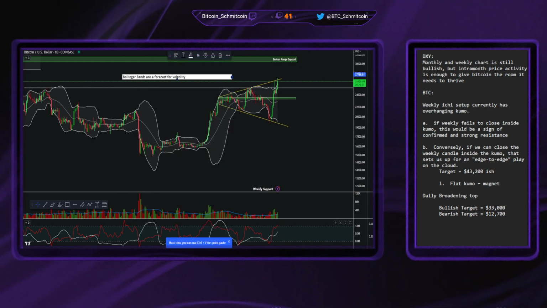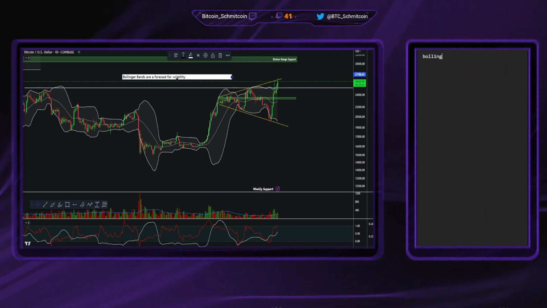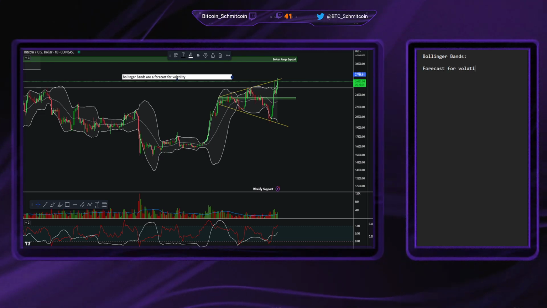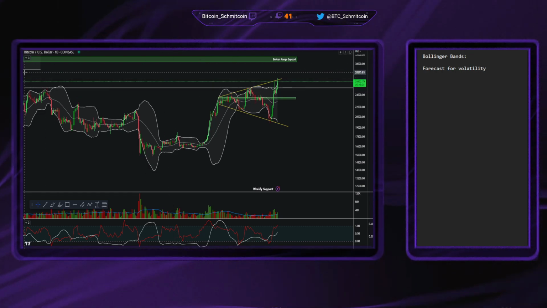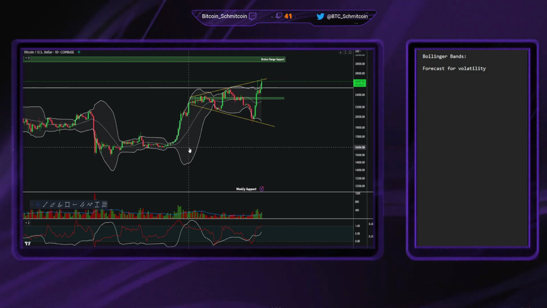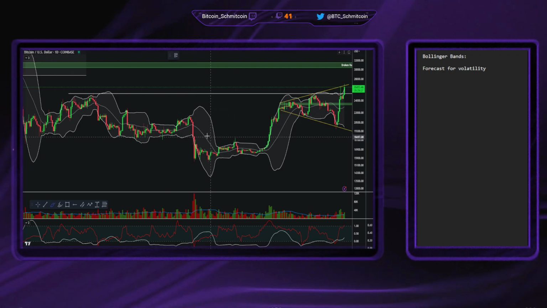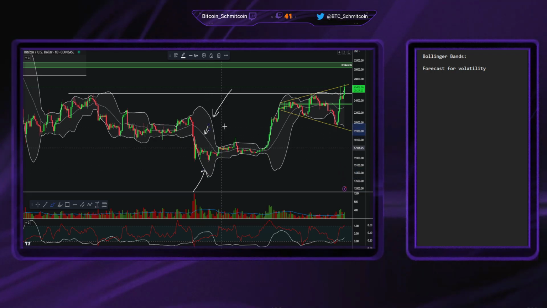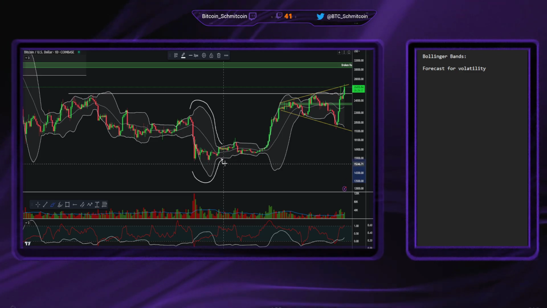Actually, you know what we should do? Make a new note. Bollinger Bands. Forecast for volatility. That's a little bit of a word salad, but essentially what it means is the more compressed the bands are, so meaning you can see there's an upper band, a lower band, and a midline, the more compressed they are, the more consolidated the market is.